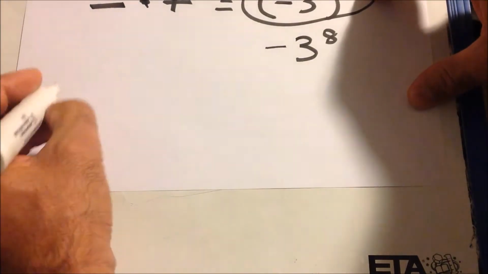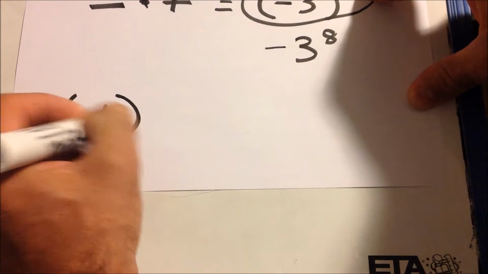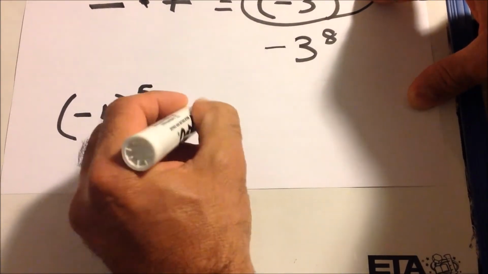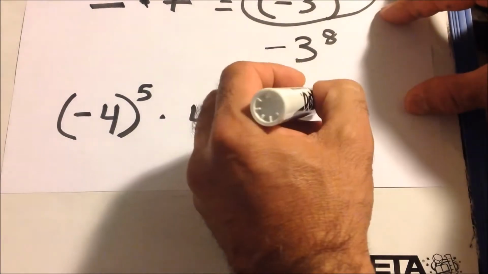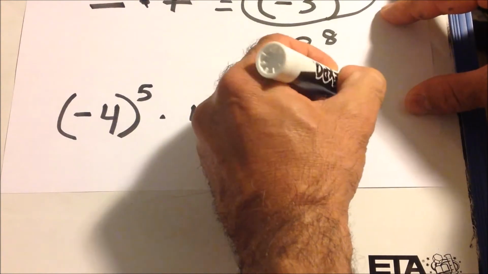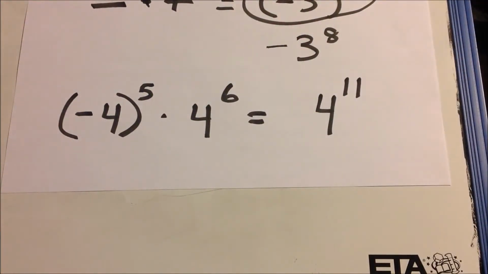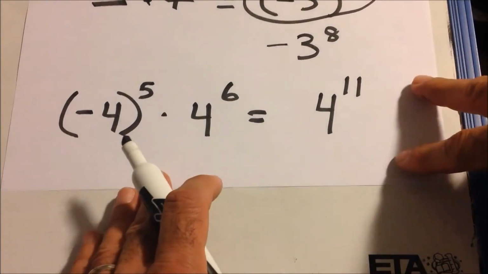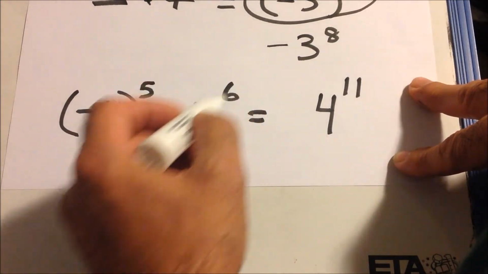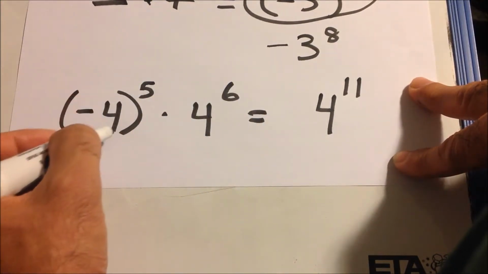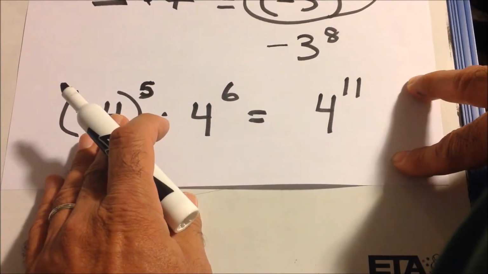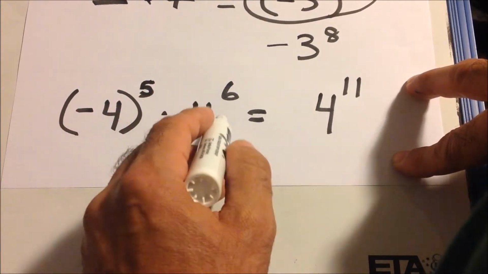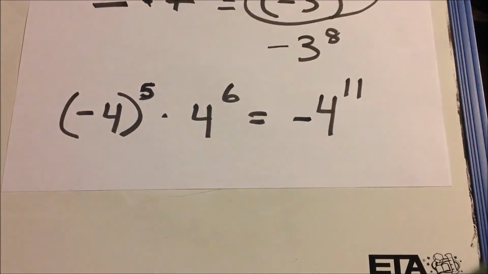Let's bring it up here. What if I had, in parentheses, -4 to the 5th power times 4 to the 6th power? Well, we know we're going to use a 4 as a base, and we're going to add the exponents. Now we just don't know if it's going to be negative or positive. And if it's negative, we don't know if it's going to be in parentheses. Well, we know 4 to the 6th power is positive. -4 in parentheses to the 5th power, since the exponent's odd, the answer is going to be negative. And a negative times a positive is a negative. That'll be the answer.